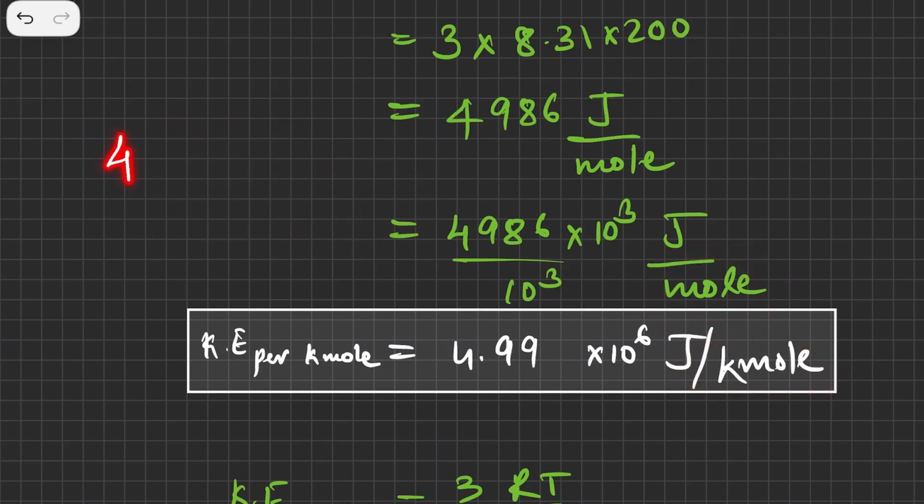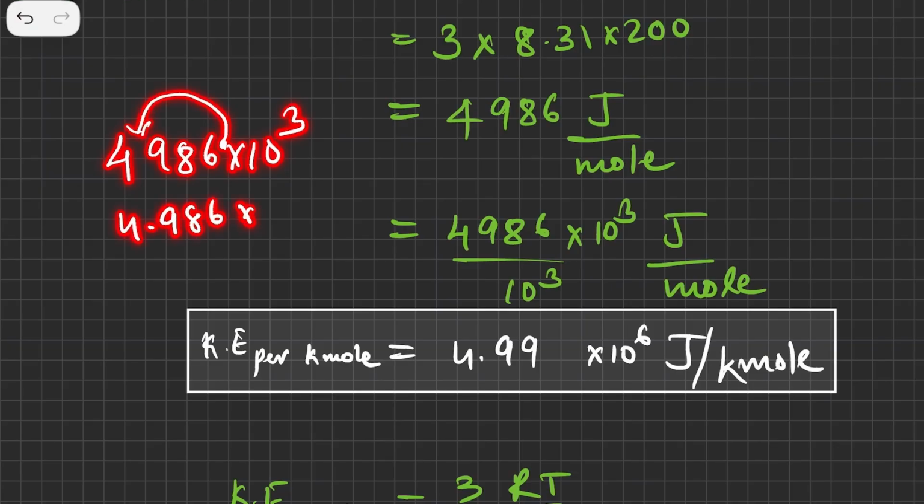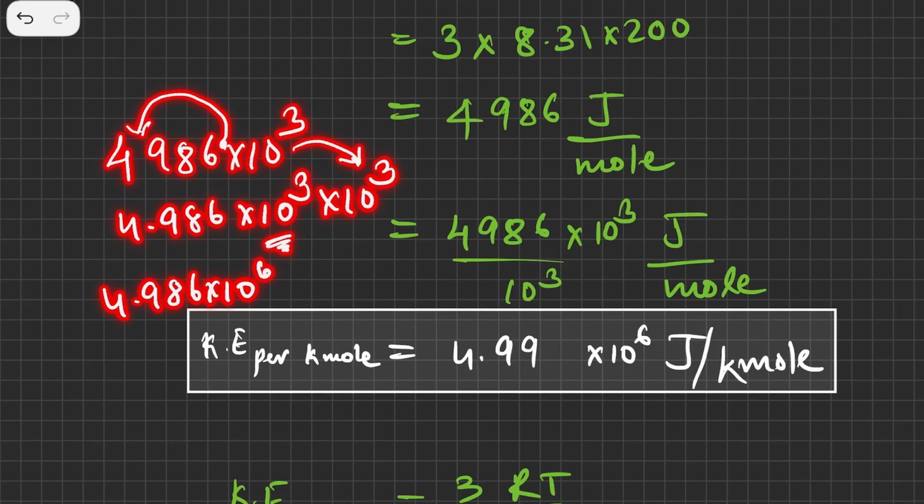Next, this 4986 into 10 raised to 3, the point is here. So if I shift the point over here, I will get 4.986 into 10 raised to 3, and this 10 raised to 3 is as it is. This 10 raised to 3 is as it is. So because I have shifted the point, I get this 10 raised to 3. Now 4.986 into 10 raised to 3 into 10 raised to 3 is 10 raised to 6. So that's why I get 10 raised to 6.